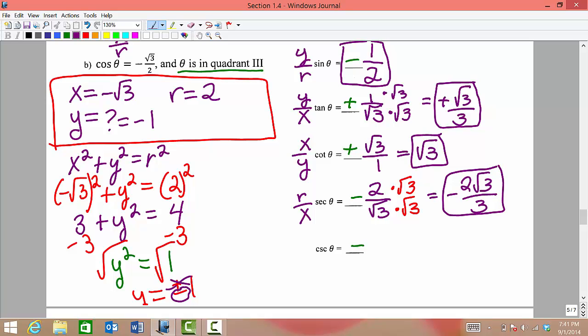And lastly, we have cosecant, which is r divided by y. Our r value is 2, and the y value is 1. And we already know that it was negative, so negative 2 is our cosecant value.